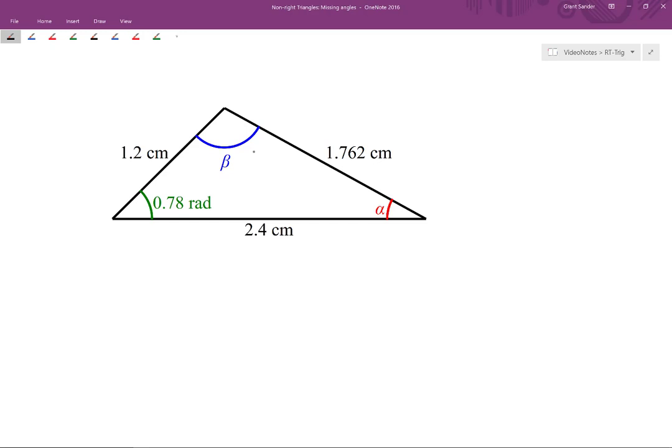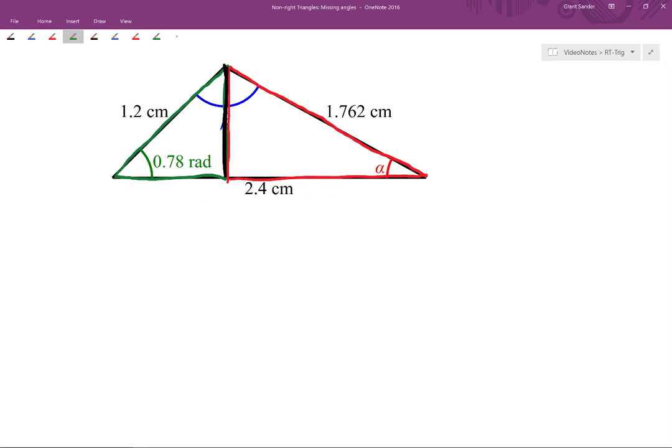So to think about this, we're going to use what we know about right triangles. So let's split this non-right triangle into two right triangles. So we'll draw that line down there, which forms this right triangle over here on the left, and then this right triangle over here on the right. So we've got two right triangles to reason about, and that'll help us think about this.